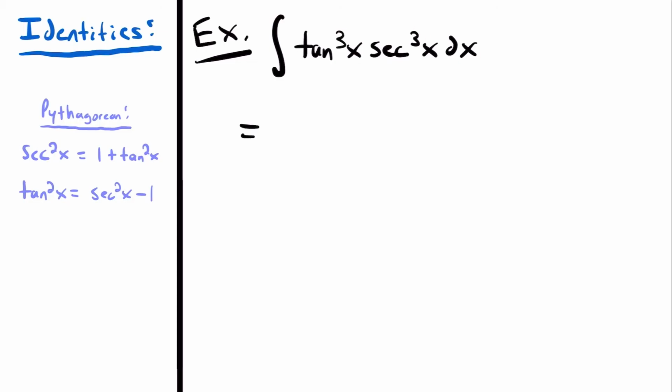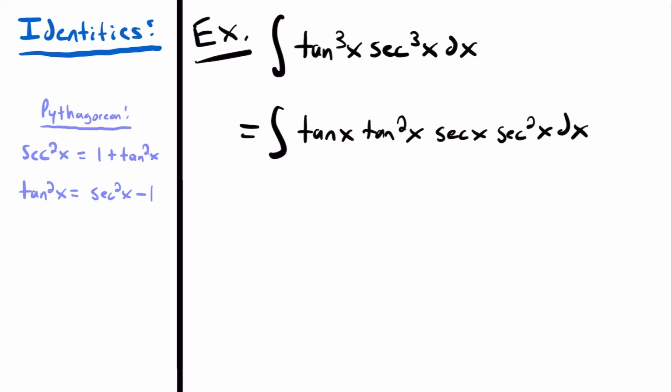We're going to rewrite this integral to be tangent x times tangent squared x times secant x times secant squared x dx. Okay, so I split each of these trig functions to be that trig function to the first power times that trig function to the second power, or times that trig function squared. All right, and then in most cases, when you split an odd power in an integral with tangent and secant, you're going to want to solve that integral with u-substitution and set u equal to secant.